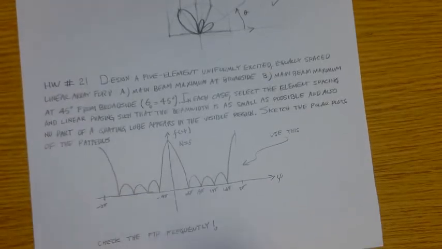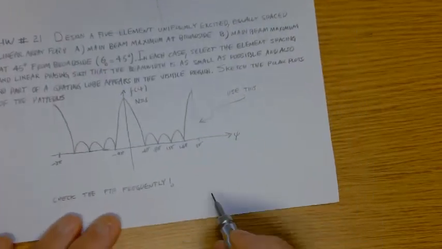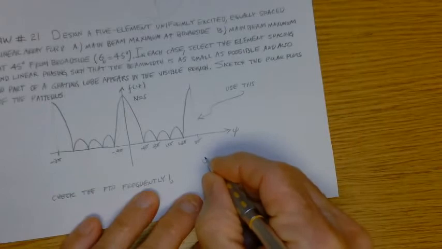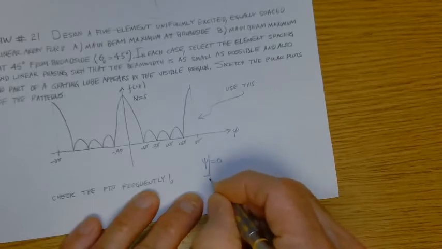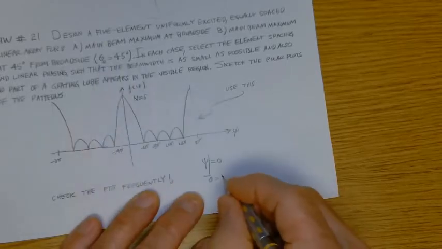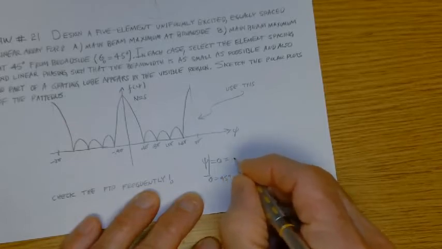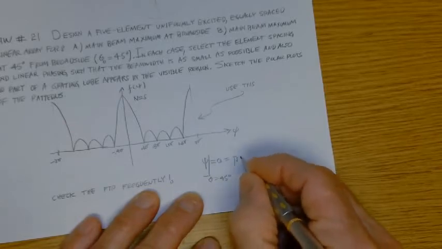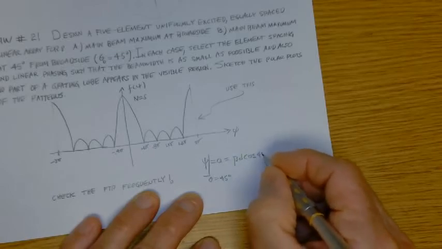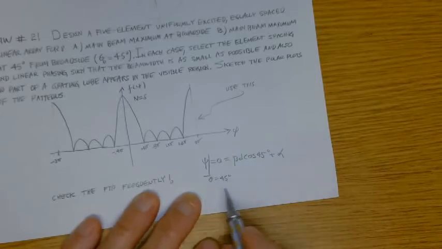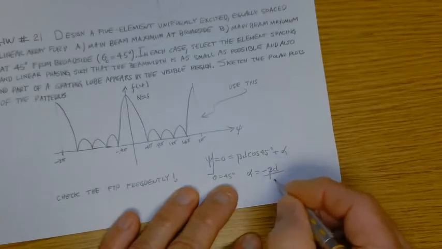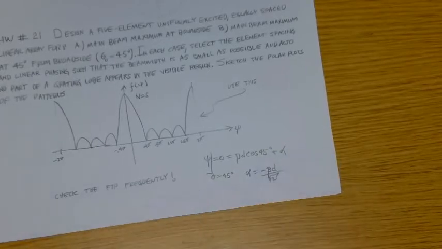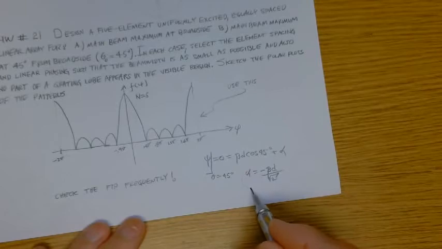This thing is going to be a max whenever psi is 0. So let's look at this. We want psi to be 0 when theta is 45 degrees. So what is psi? It's beta d cosine 45 degrees plus alpha. So I'm going to have to get alpha to be minus beta d divided by the square root of 2, since cosine 45 is 1 over the square root of 2. So that's a constraint.